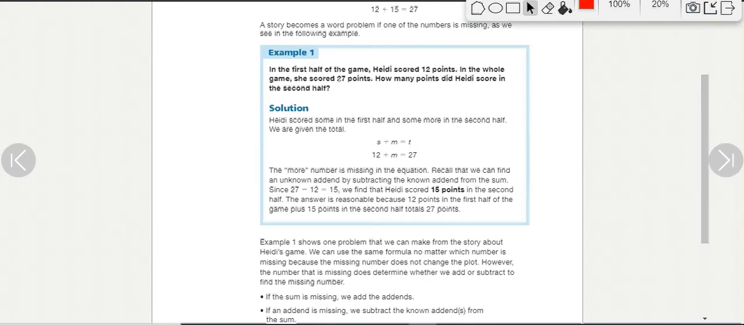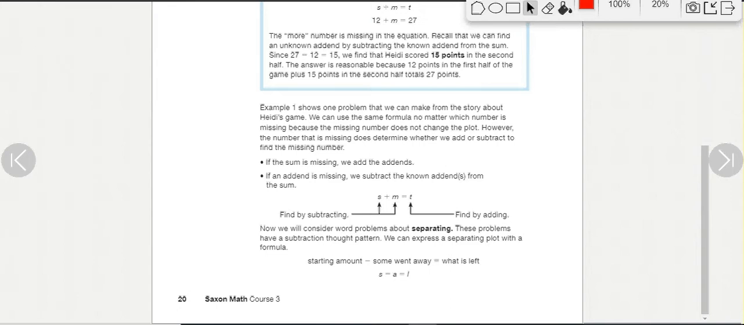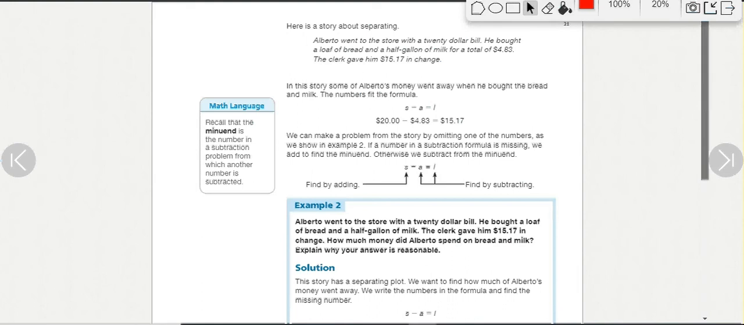When you're missing s or m in our sum and some more equation, you're going to end up subtracting to solve. But if we're missing the solution, that'll be adding, right? If you scored 5, then you scored another 2, how do I solve? I add that. But if you're missing an addend, you're going to subtract to find the other addend. Subtract from the total.